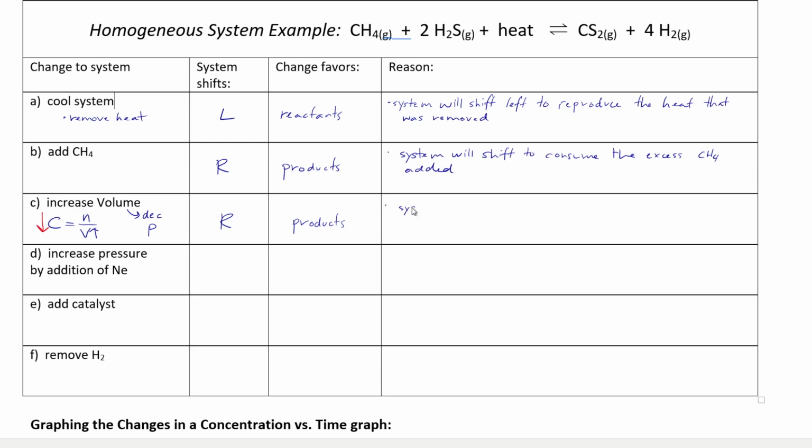So the system shifts to produce more moles of gas particles to restore pressure.